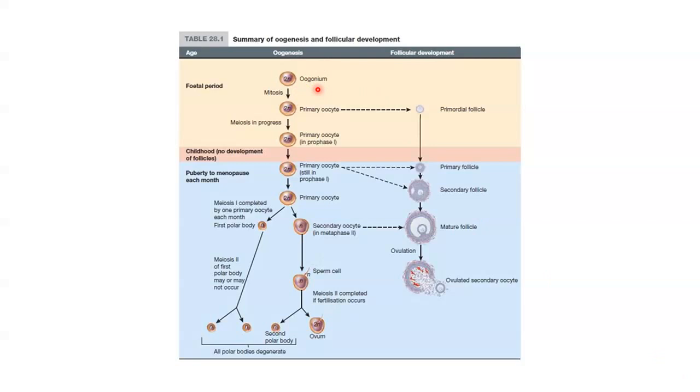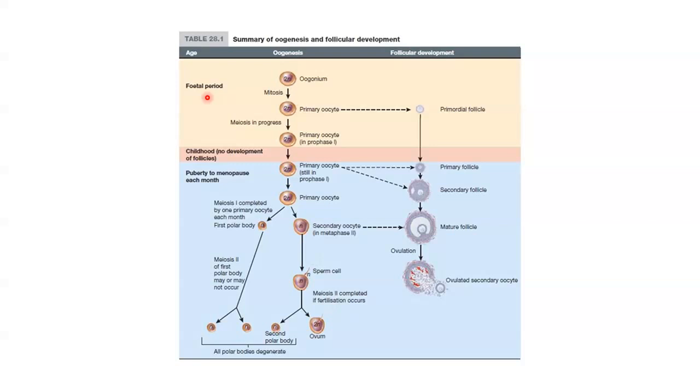Oogonia are stem cells that contain 46 chromosomes, and we see that represented by the 2N here. Now, these oogonia will divide via mitosis and produce millions of these germ cells. But even before birth, most of these germ cells will degenerate. The cells that are left remaining will develop into our primary oocytes. These primary oocytes then enter the first phase of meiosis while still in this fetal development period. However, they do not complete this phase until after puberty.